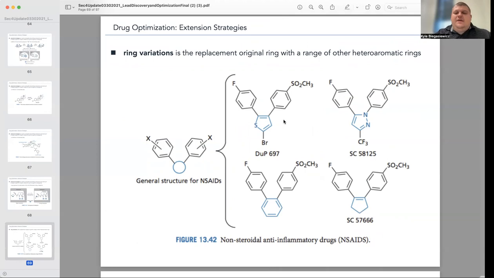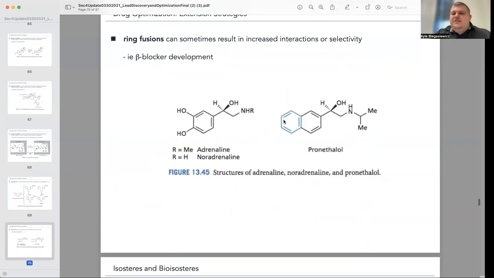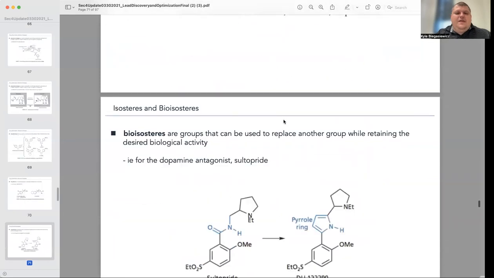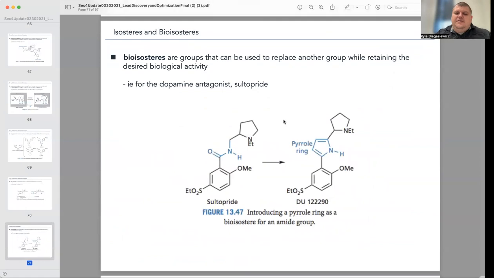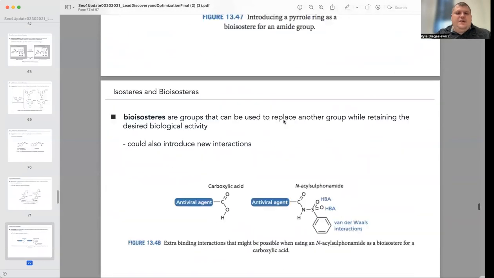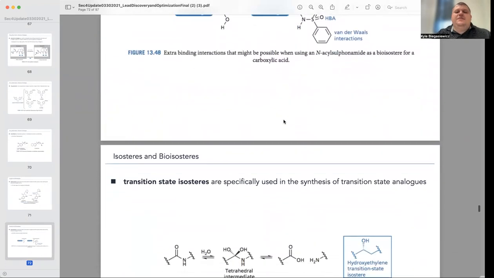Ring variations, having an appreciation that as you vary substituents on the ring, right, you can use that as a modification to help binding or prevent binding. Also might be worth noting heading into the exam. Ring fusions is another great example of extension strategies. Bioisosteres, I would expect that to move more on a multiple choice type question.